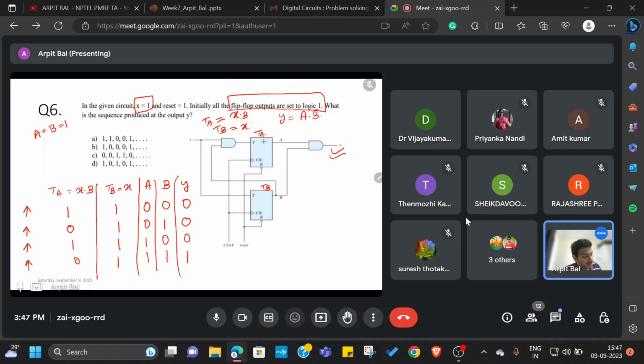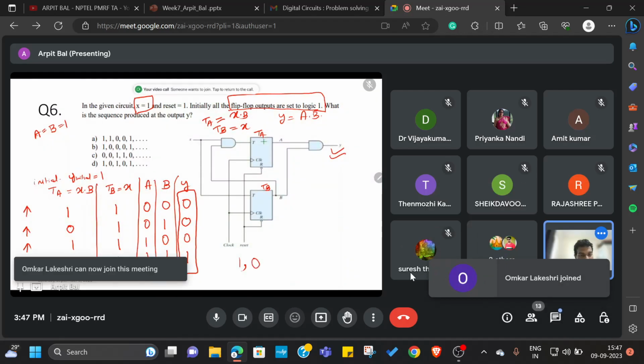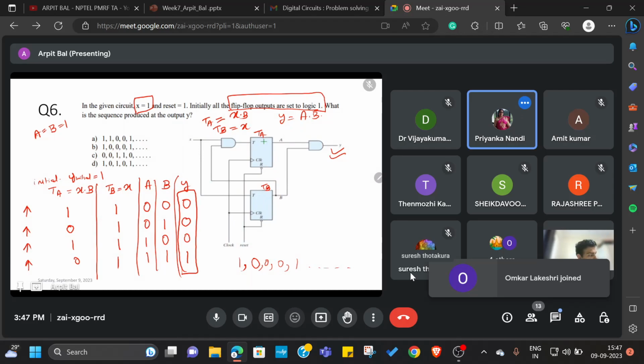Okay, so initially it was given to us that A equals B equals 1, so Y initial is equal to 1. After Y initial, whatever terms we get, we have to just put it in a sequence. So the output of Y was 0, then 0, then 0, and then 1, and so B is the answer.